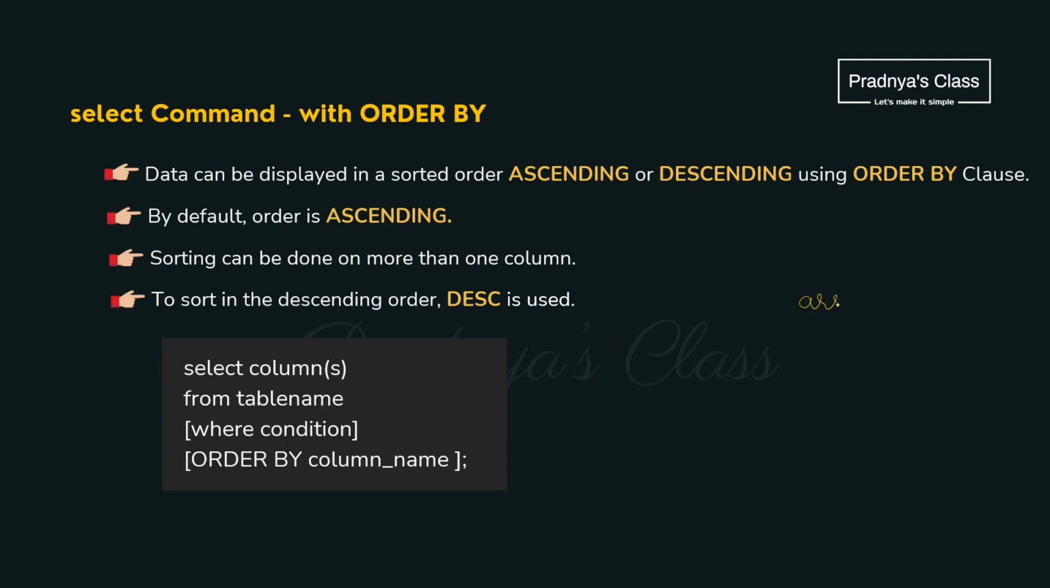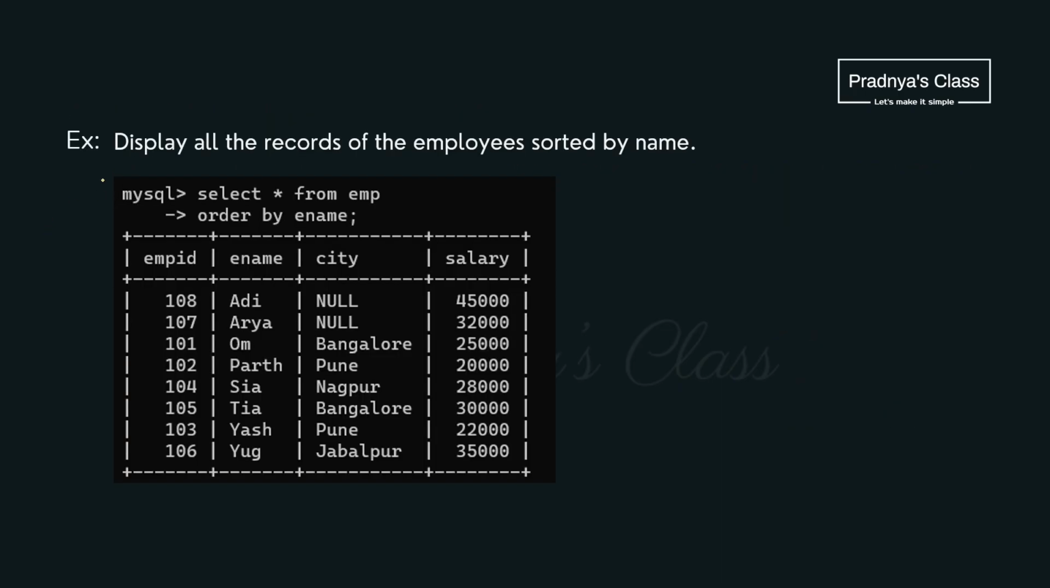Now let's try to understand how to arrange the records of the table. We know we can arrange in ascending order as well as descending order. For that we are using the ORDER BY clause. By default it will get ordered in ascending order. If you want to order in descending, we will be writing DESC. Look at the simple example.